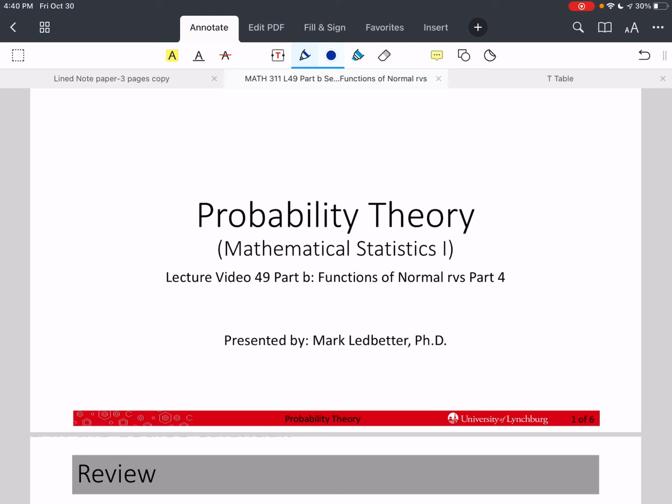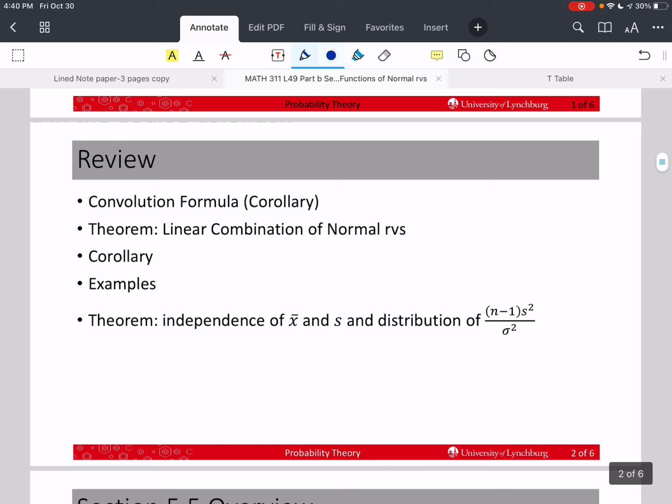Up to this point, we've covered the convolution formula, which looks at w equals x plus y. Okay, so we can find the marginal distribution of w using this.